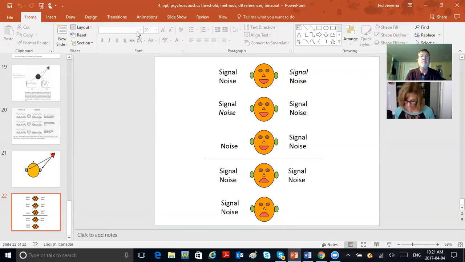First of all, no more binaural summation. Two ears are about 5 dB better than one. Second of all, can't tell the direction. Can't tell the direction for love nor money.